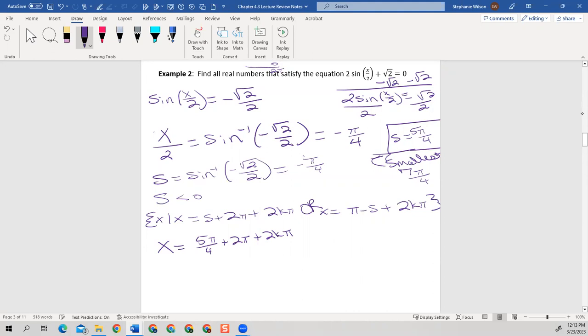And when I put those together, I know that it's a fraction. I got a common denominator of 4. So now I got 5 pi plus 8 pi over 4 plus 2k pi. And that gives me what? Oh, my apologies, guys. No, that's right.